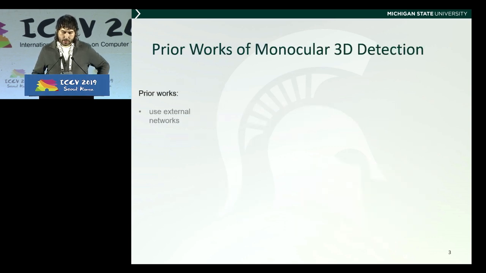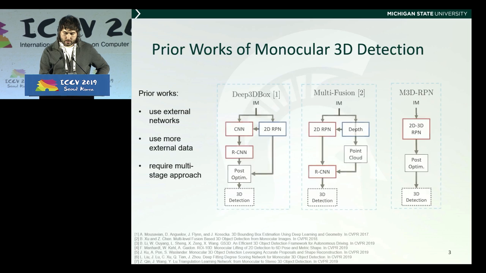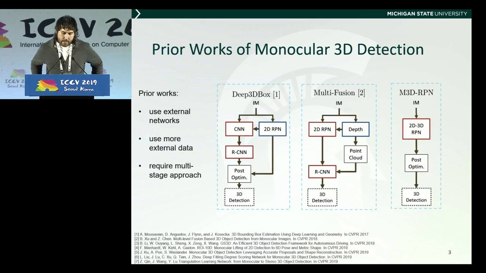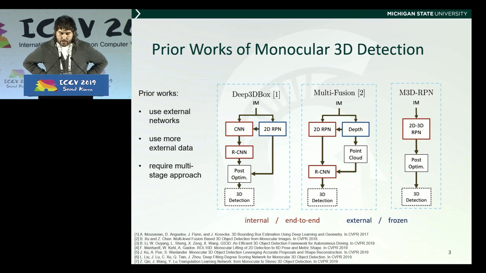Prior works on binocular 3D detection in general utilize external networks, require additional data, and involve multiple stages. Here we show a high level comparison between two prior state-of-the-art methods and ours. Although these methods are effective, they rely on a combination of internal and external stages, shown in red and blue respectively. In comparison, our method is a single region proposal network that directly outputs 3D box proposals in an end-to-end manner.